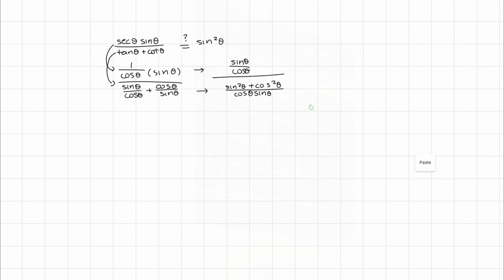Sine squared theta plus cosine squared theta is equal to 1. Sine theta over cosine theta times cosine theta times sine theta just becomes sine squared theta over 1. So this is correct.